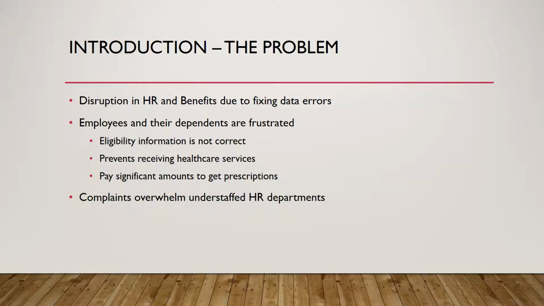Additionally, the downstream effect results in employees and their dependents being frustrated, because their information about their eligibility is not correct. This results in issues whereby these individuals cannot access the healthcare services that they need. A very prominent example of this issue often manifests itself when employees and their dependents are put in a situation where they have to pay significant out-of-pocket expenses to get their prescriptions. So these are just simple examples, but again, the downstream effect that impacts HR professionals is very significant.